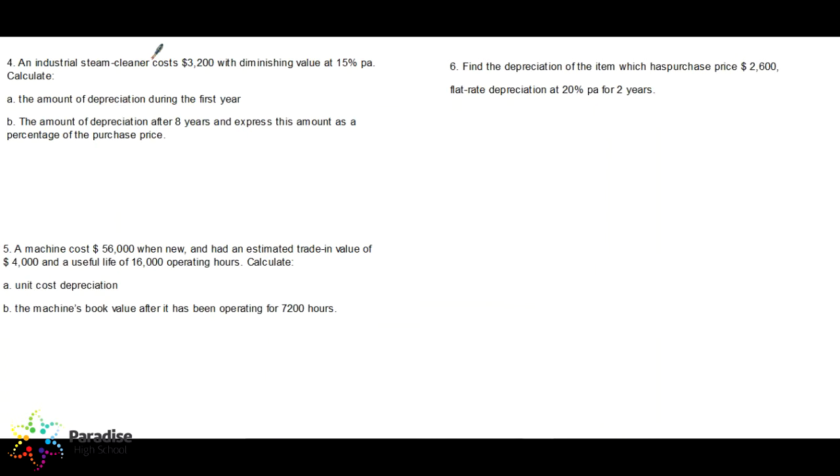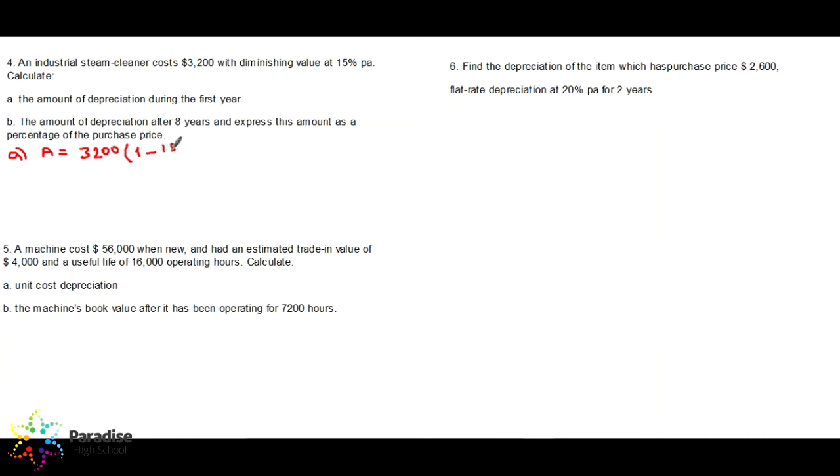Now, question number 4. An industrial steam cleaner costs $3,200 with diminishing value at 15% per annum. Calculate the amount of depreciation during the first year. Now, did they mention anything here about flat rate? No. Can it be as used? No. Then we are going to use reducing balance depreciation. It costs 3,200, 15% depreciation rate. Let's find out the book value after a year.